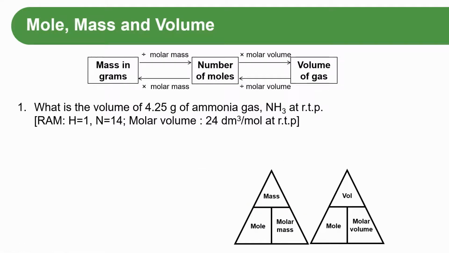For the first example, we are given the mass of ammonia gas, which is 4.25 gram, and we have to find volume. So from mass to volume, we need to find the number of mole first. So we need to divide by molar mass, then multiply by molar volume. You may pause the video for a while to try this example.